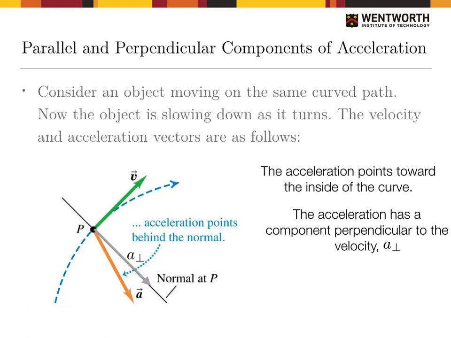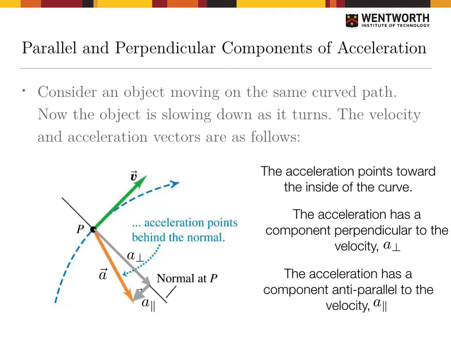It still has a component that is perpendicular to the velocity, which again we call A perpendicular. And it still has a component parallel to the velocity vector, or in this case, it's actually anti-parallel, pointed in the opposite direction as the velocity vector.